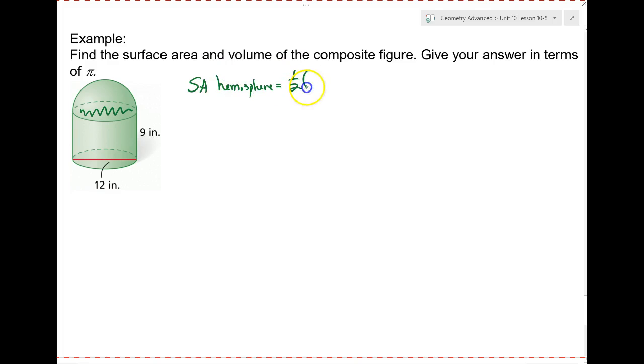Basically, it's 1/2 the sphere. So you guys agree with me? It's just going to be 2 pi r squared. So let's just plug it in. What's our radius going to be, guys?